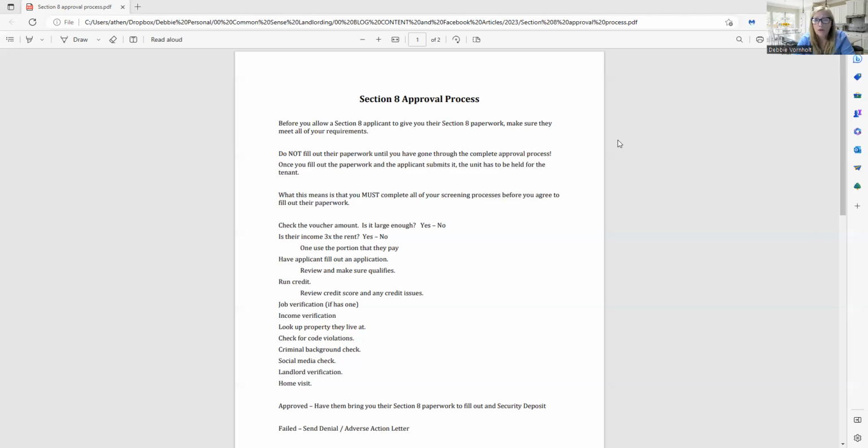I have a job requirement except for Section 8, but I thought I'd include this since I said treat them exactly the same as everybody. So they have to have income. Job and income. So for a Section 8 person, they have to have the income.